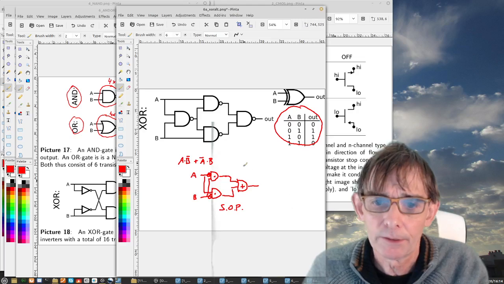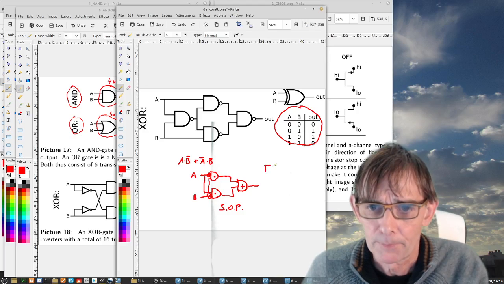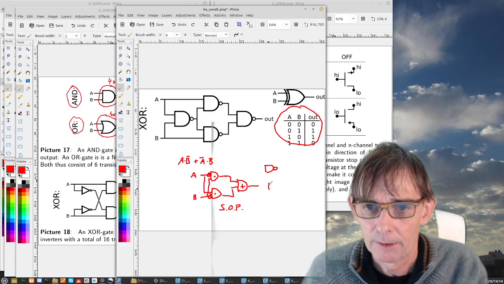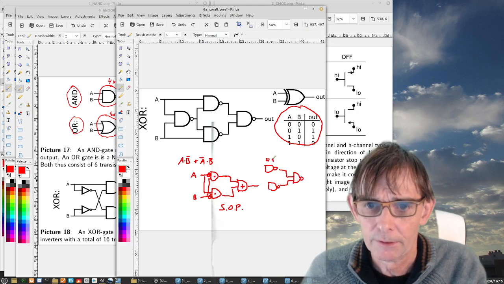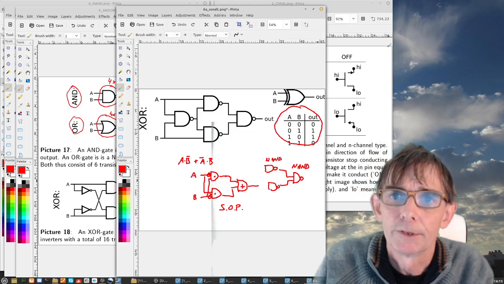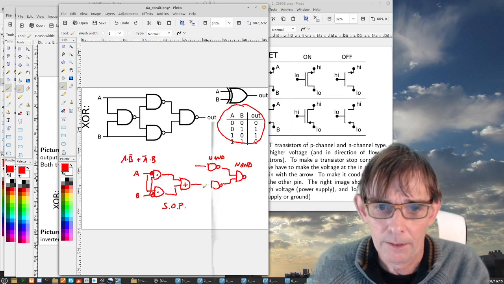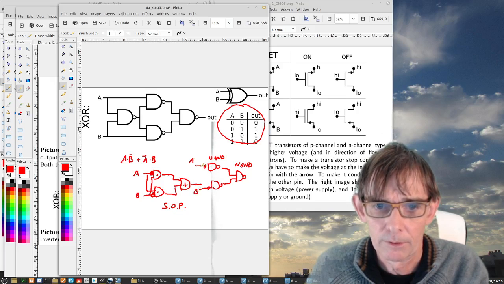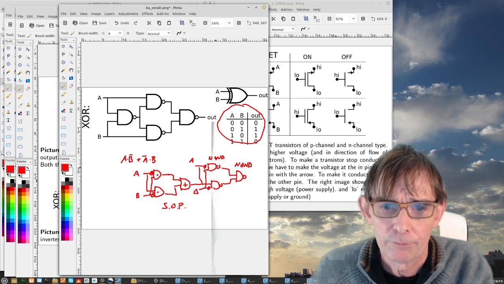Two AND gates and an OR gate, and remember, we could convert this by de Morgan's law into NAND gates. This is NAND, this is NAND, and then we have here A, B, and then not, and this one goes here and this one goes here, the same. So what do we have now?